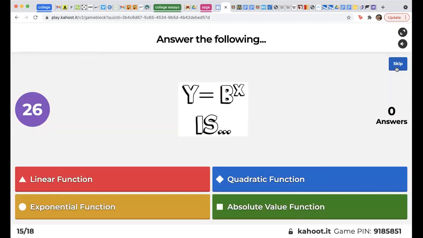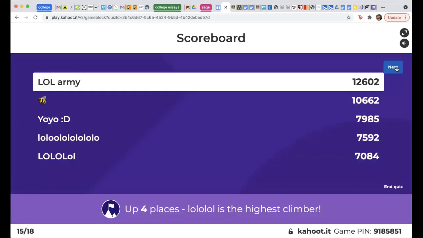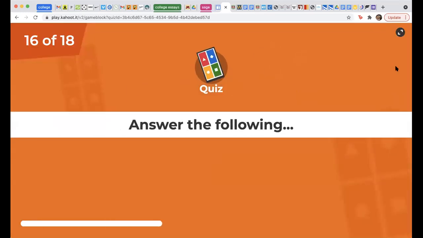Okay, y equals b to the x: red, linear function; blue, quadratic function; orange, exponential function; or green, absolute value function. Yes, good job, guys. This is an exponential function. B to the x. The x in the exponent should be your key there.